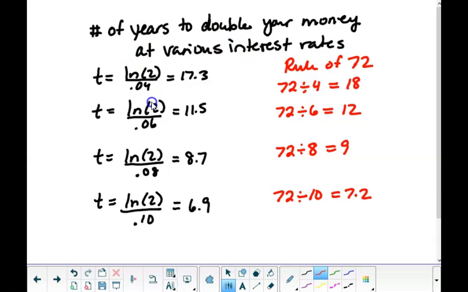It turns out that natural log of 2 is equal to 0.69 something. So if I'd done the rule of 69, I would have actually gotten numbers closer to these values. But 72 was picked because 72 is divisible by so many numbers. So it's really easy to divide 72 by a lot of numbers and get really quick answers. And these are pretty good rules of thumb for how long it takes you to double your money at various interest rates. So I just thought I'd show you that interesting, fun fact.